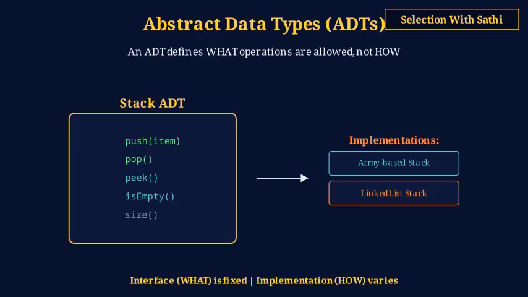That's abstraction. For example, a stack ADT supports push, pop, peek, and isEmpty operations. You can implement a stack using an array or a linked list, but the user interacts with the same interface either way. A queue ADT supports enqueue and dequeue. A list ADT supports insert, delete, and search. The key idea is that the implementation can change without affecting the code that uses the ADT. This is the foundation of good software design.